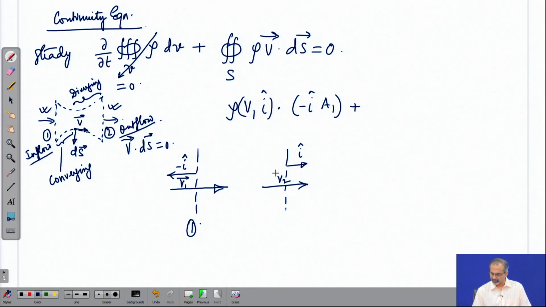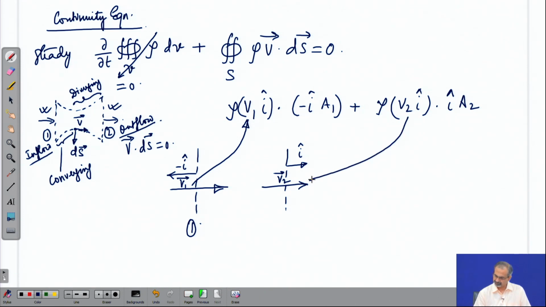If you represent these vectors using the unit vector, that is how they look. This is how it works out, and that should be equal to 0. What it finally means is A 1 V 1 is equal to A 2 V 2. So, continuity equation basically boils down to this equation.